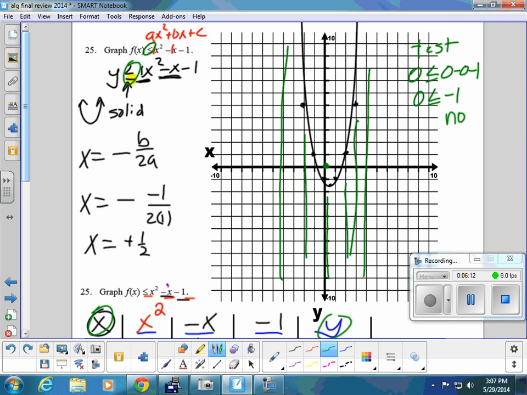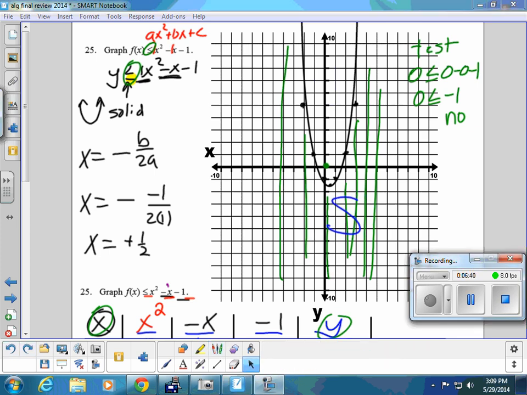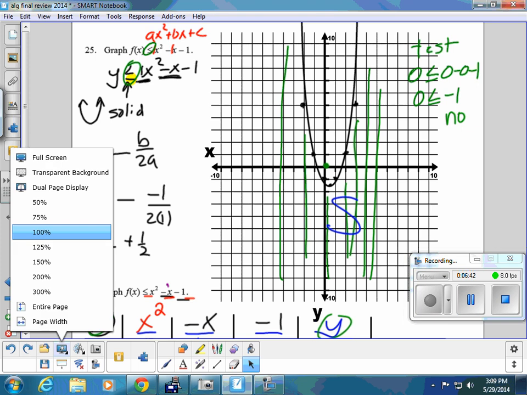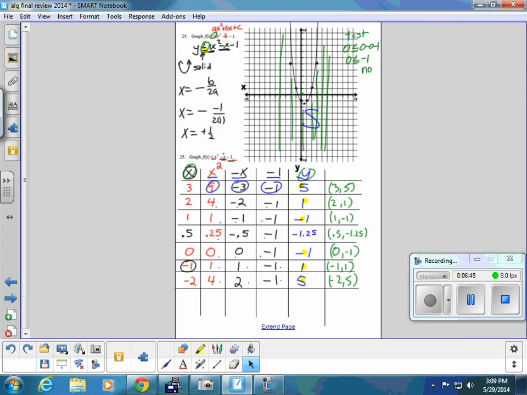So this is a shading question. All below and outside the parabola would be shaded, and your solution would be out here. Now, if the sign said greater than, it would be inside. So greater than or equal to is inside the parabola. But it doesn't say that, so we just have our solution on the outside. Okay, so that's that question there. That's the type of work you need to be able to show on the final exam.